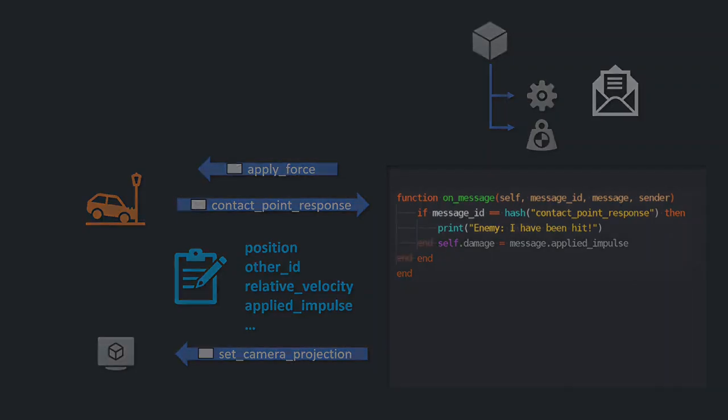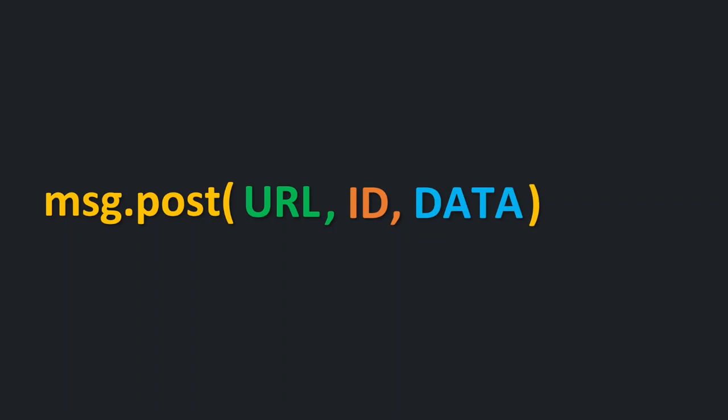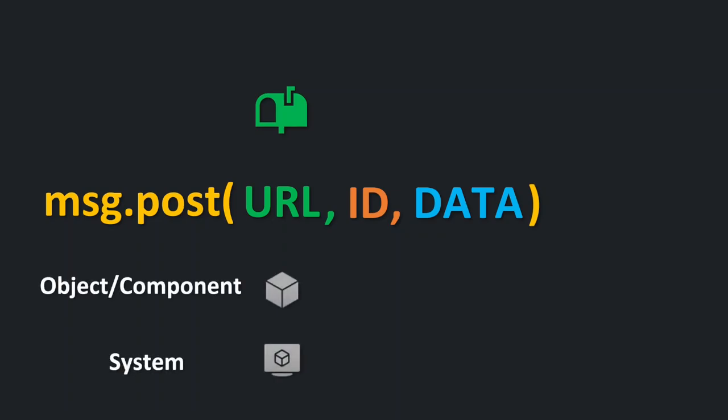In Defold, messages are sent using the msg.post function. This function takes up to three arguments: the URL of the target object or system, the message name or identifier, and an optional message table containing the data to be sent. The URL is a unique identifier that specifies the target object or system and can be constructed using a variety of parameters such as the object's name, the parent object's URL, or the URL of a collection. We will go into more details on creating those URLs and addressing later on in this video.